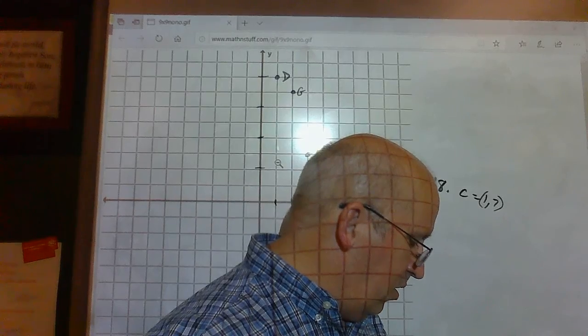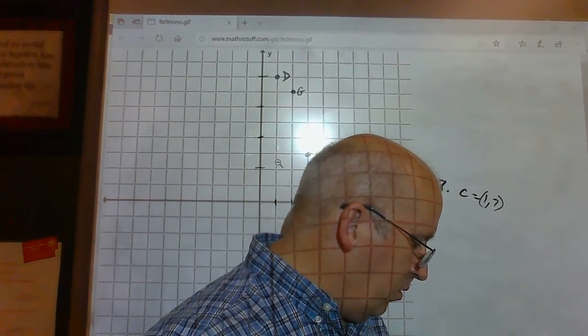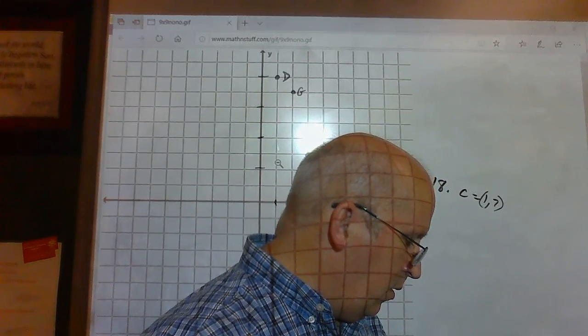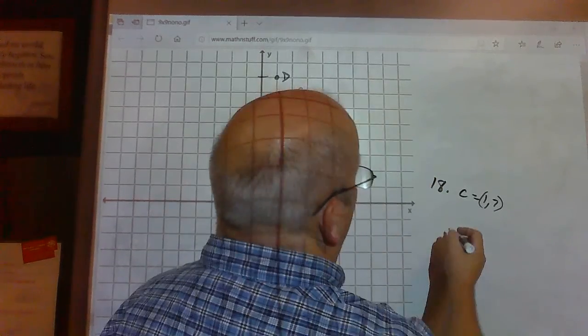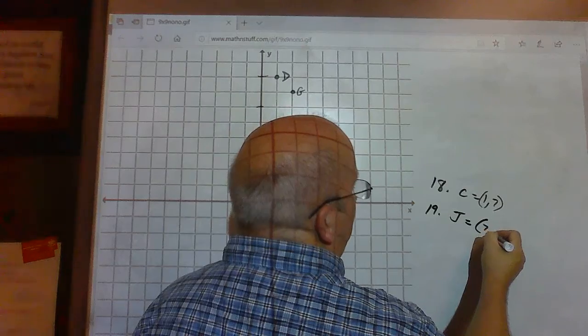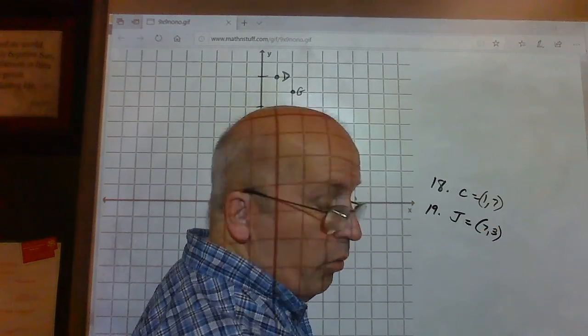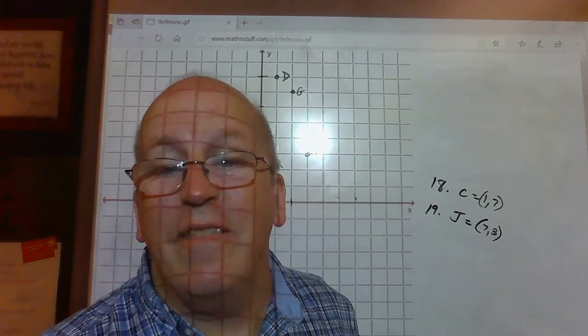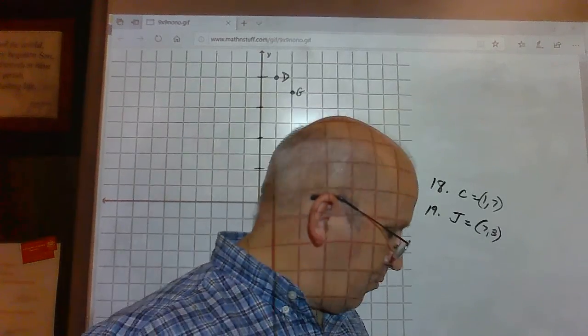How about number 19, J? See, 1, 2, 7, 3, I guess. 7, 3. Number 19, J would be 7, 3. Always name the x value first and the y value second.